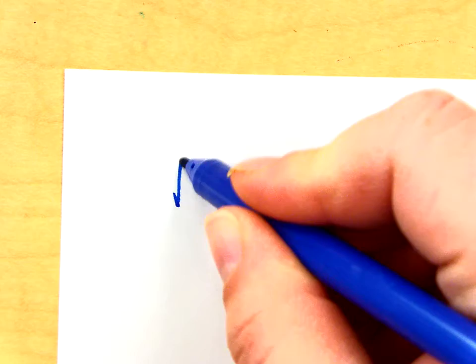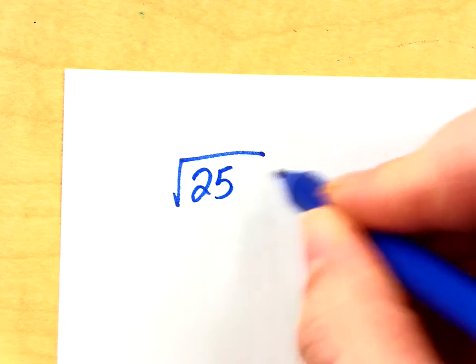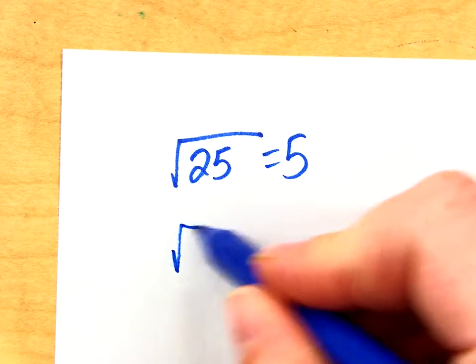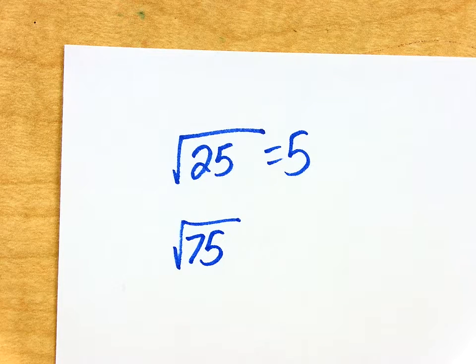Before we actually do this, we need to do a little bit of review on simplifying radicals. That's why I was hesitant to remind you. If you have the square root of 25, let's say, we all know that comes out to be 5, right? But what happens when you try to take the square root of 75?